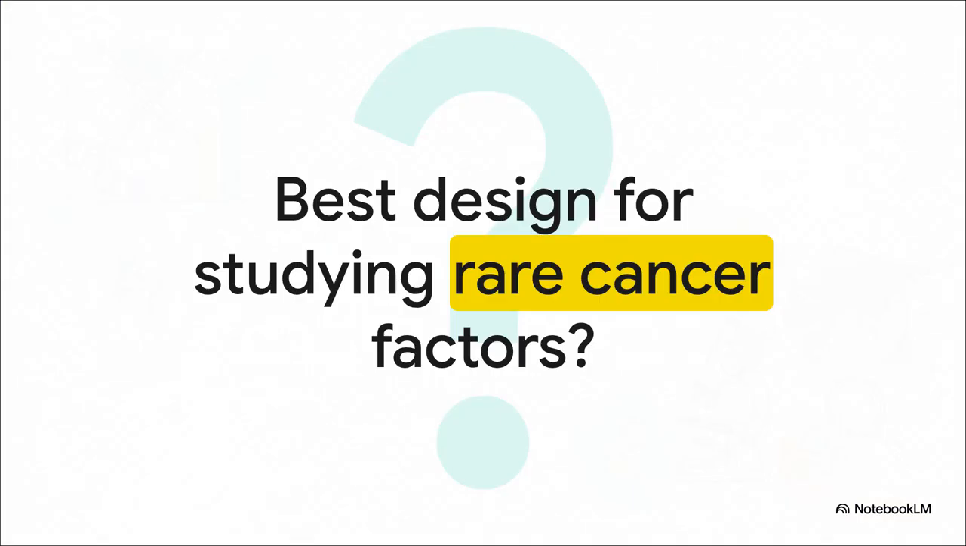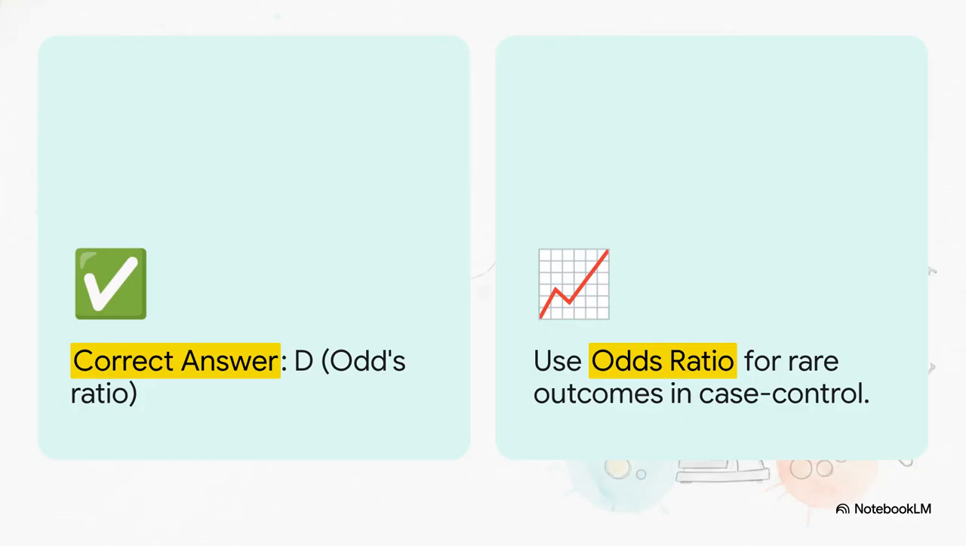Researchers study factors associated with pseudomyxoma peritonei, a rare cancer, in appendix cancer patients. Which study design or measure is most appropriate? A, t-test, B, ANOVA, C, chi-square, D, odds ratio, or E, relative risk factor? Correct answer, D, odds ratio. For investigating etiologic factors for rare outcomes, a retrospective case control design is the most practical choice. Its standard statistical measure is the odds ratio.